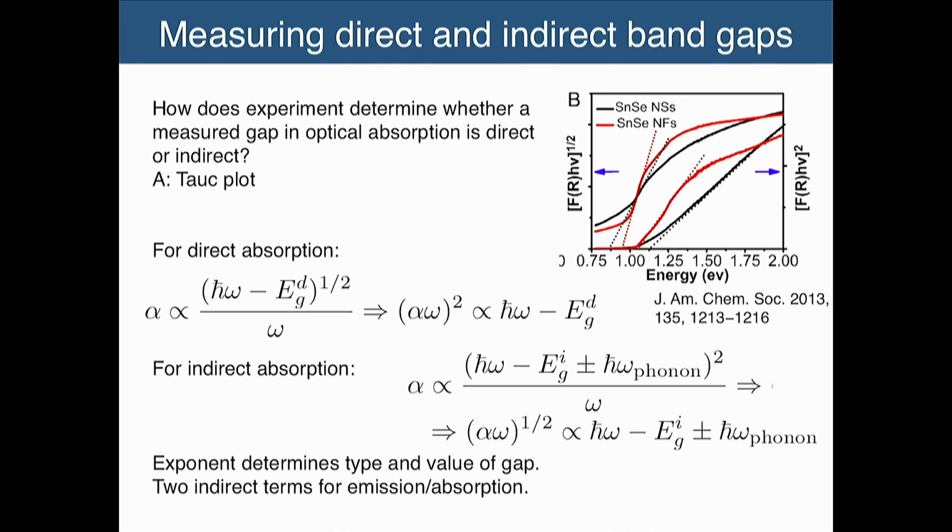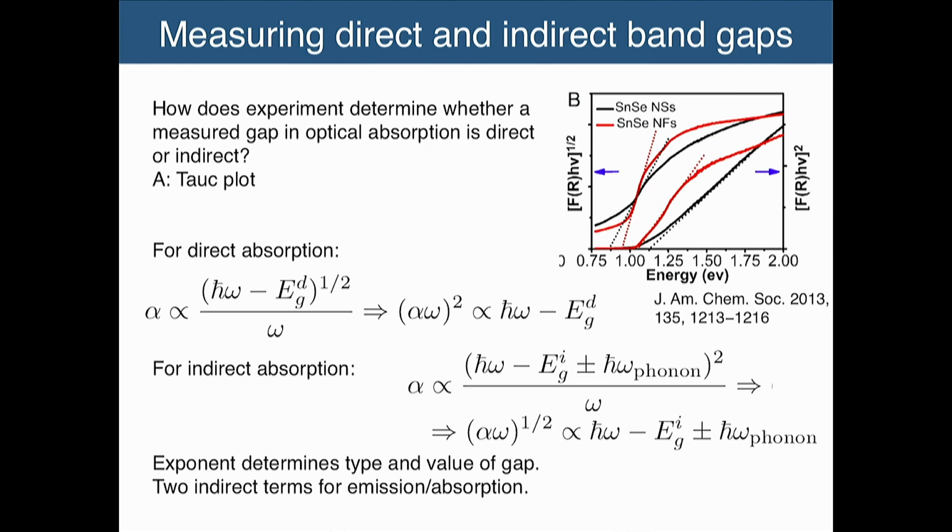Here's an experiment for thin selenide nanosheets. I like this plot because it shows both approaches. On the one hand, you have this quantity f of r, which is a proxy for the absorption coefficient, times h bar omega. You square the whole thing, you get this straight line. So you extend it to well across the zero of the x-axis, and that will be your direct band gap, right? Where this line intersects the x-axis, that's the direct gap.